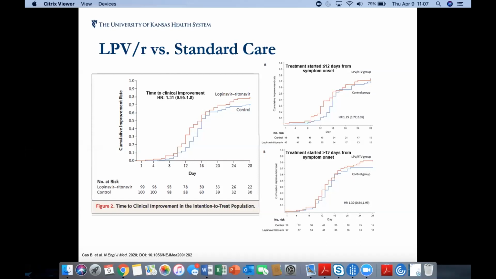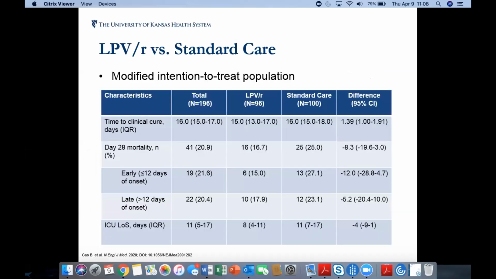With regards to the primary outcome, there was no significant difference in time to clinical improvement in patients that were randomized to receive Kaletra or control. They then looked at patients that received drug, what they classified as either early, which was within 12 days of symptom onset, or late, which was greater than 12 days of symptom onset. And again, no significant difference in time to clinical improvement between the two treatment arms.